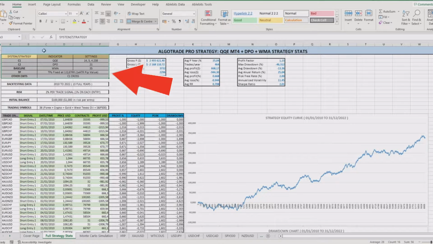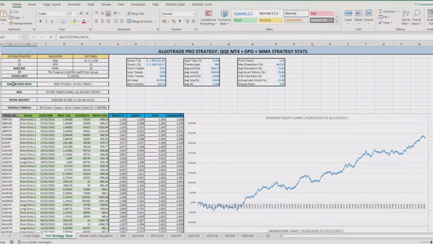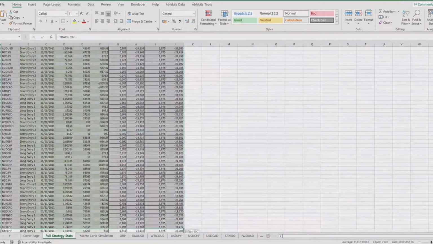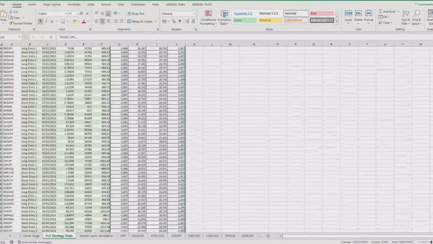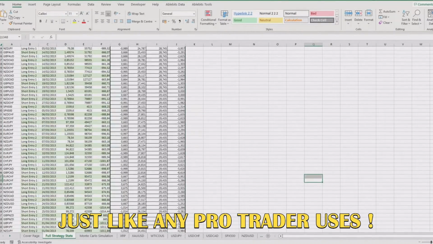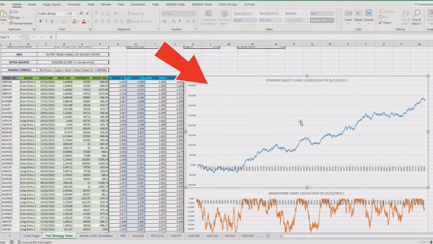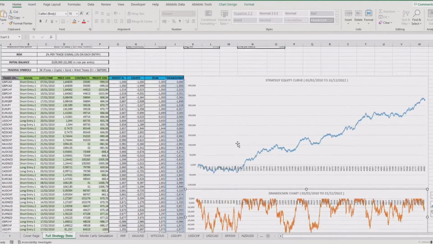Up here, you will find information about the metrics and rules used in the strategy, which were the same ones I used in the QE video. You will also find the data sample used, the risk per trade, the initial balance of the account, and the number of markets where the algo was applied. Below are all the trades carried out, sorted by position opening date, with the respective information, just like any professional trader uses. On the right side, you will find the account equity chart and the respective drawdown chart.